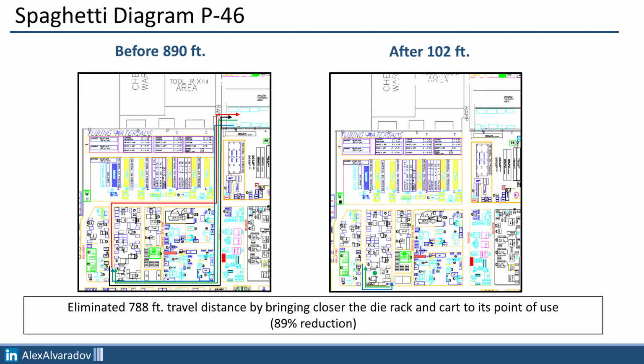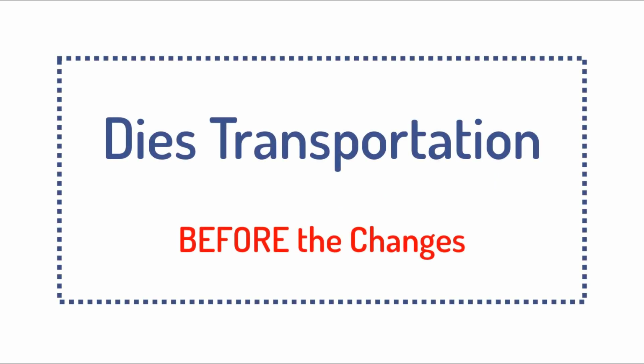Also, as part of the Kaizen event, we made a spaghetti diagram to show all the distance that the setup guy had to walk to get the cards and dies from the die storage room to the press. We'll see the details on the next slide. In summary, before, 890 feet walked, and after the improvements that I'm just about to show you, only 102 feet. It's basically a reduction of 89% of the total distance. Let me show you what that improvement consists of.